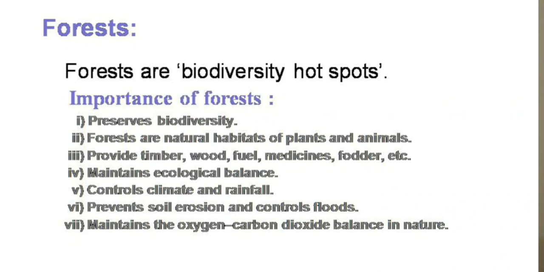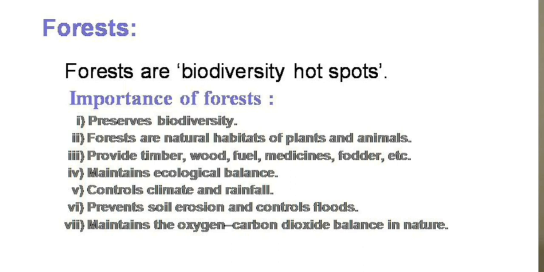So let us start with the natural resource, forest. Now, forests are a plenty of trees. Are they just a number of trees? No, they are not just a number of trees. There are also animals in them. And as we can see, forests are biodiversity hotspots. The importance of forest is that it preserves biodiversity. Forests are natural habitats of plants and animals.